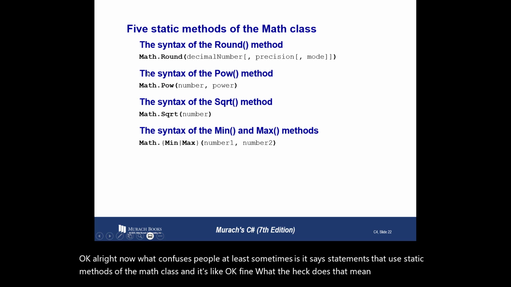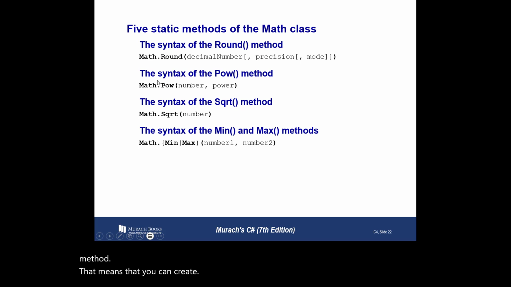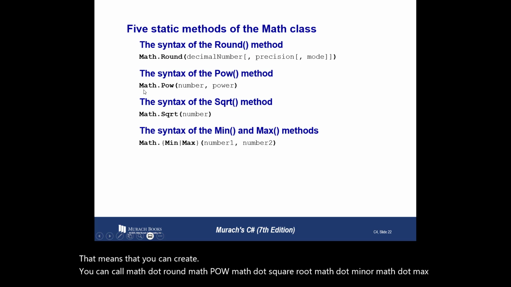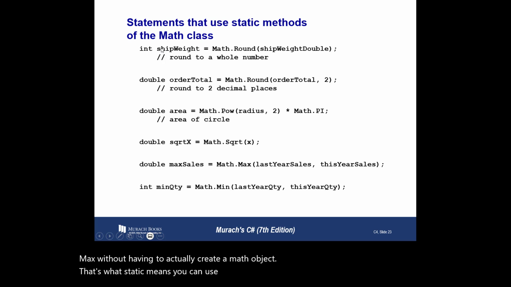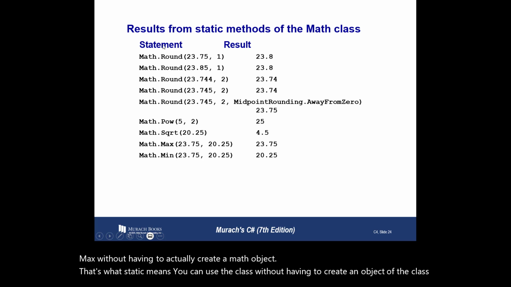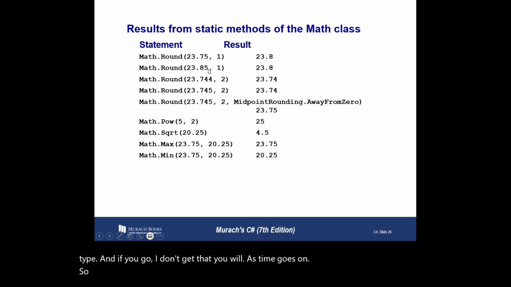It's a static method. That means that you can call math.round, math.pow, math.square root, math.min, or math.max without having to actually create a math object. That's what static means. You can use the class without having to create an object of the class type. And if you go, I don't get that, you will as time goes on. So here's different ways that you can round. Here is an example of using the Pow function.